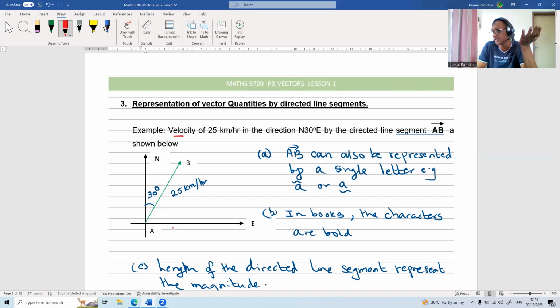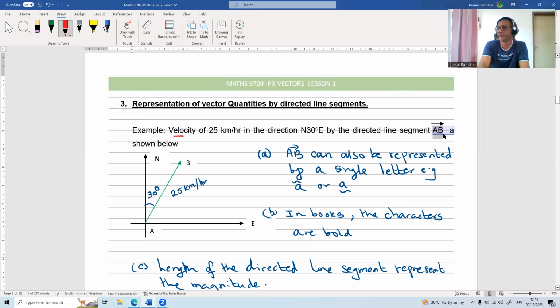OK? Velocity is a vector quantity. Velocity of 25 km per hour in the direction north 30 degrees east by the directed line segment, pardon, AB, ou bien nous appelons ça vecteur AB. OK? Et pour forcer, on le met en bold, OK, vecteur AB, ou bien AB bar, ou bien AB arrow, OK? Et moi, je préfère, quand c'est comme ça, dire vecteur AB, as shown below.